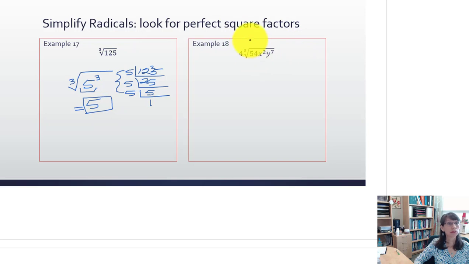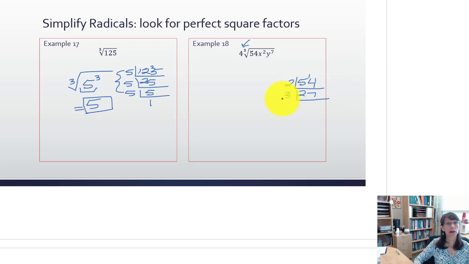In our next example, again, we have an index of 3, so we're looking for a cube root. We're looking for 3 identical factors. So this time I have a numerical base and I have variable bases. So I'm starting with 54, and I'm going to divide 54 by prime numbers. It's even, so I'll start with 2. 2 goes into 5 2 times with 1 left over. 2 goes into 14 7 times.